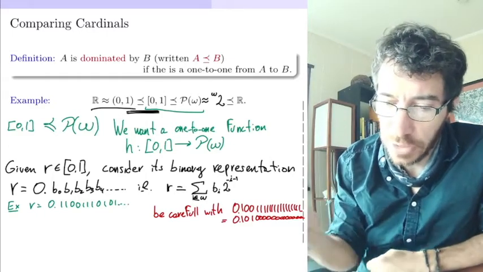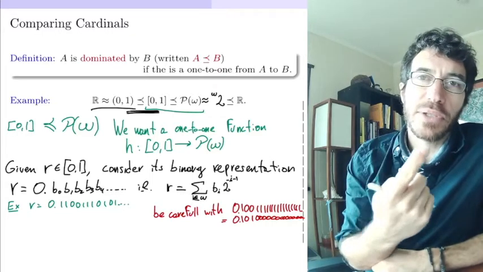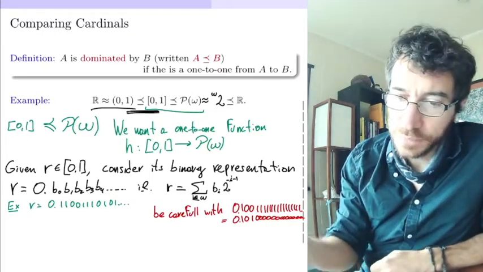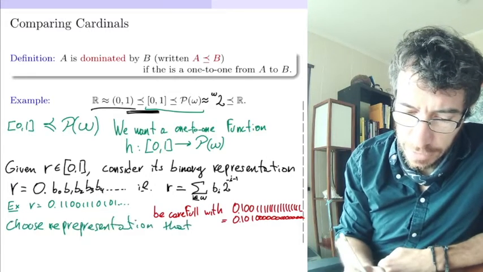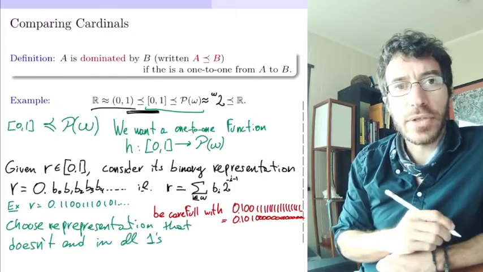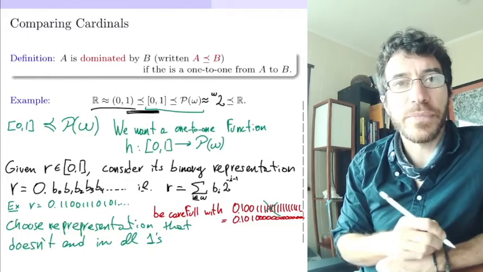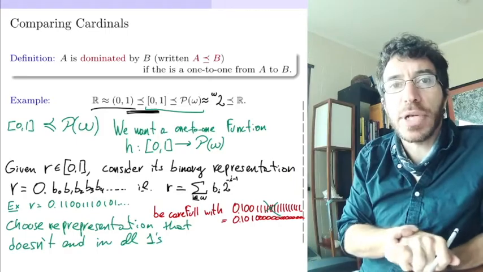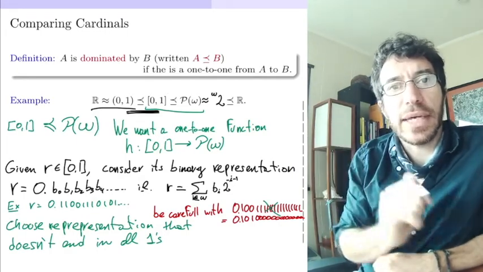So we have to decide. These are two representations for the same number, right? They give you the same number. So we have to decide on one. So choose a representation that doesn't end in all ones, right? We want to eliminate this case, and we just leave the other one. So whenever it's a binary rational that we can write in these two ways, just choose the one that ends with zeros.